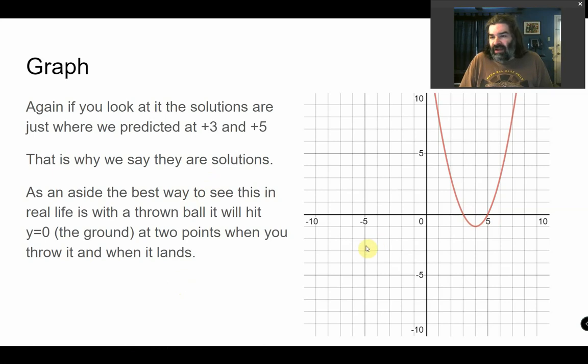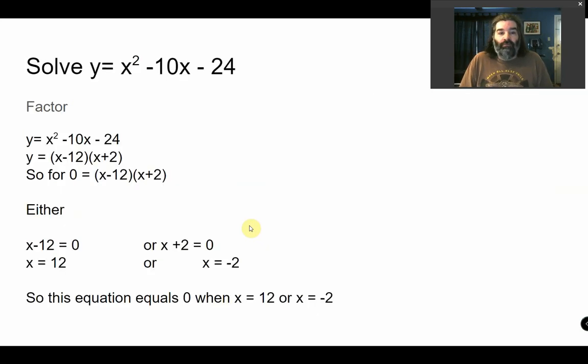By the way, this actually does exist in real life. When you throw a ball, it moves in a parabola. And in fact, there are 2 points when you kick a ball. Let's say you kick a soccer ball off the ground. There are actually 2 points where it will be at y equals 0: when you kicked it and when it lands. So a parabola in real life has to have 2 points where you're on the ground. Makes sense.